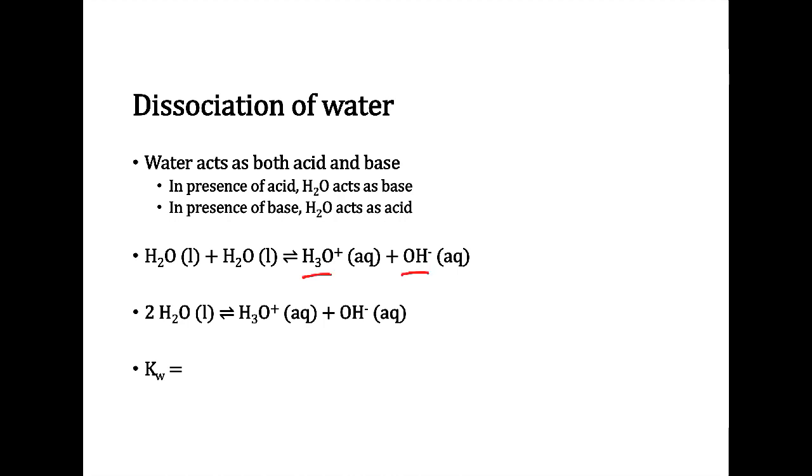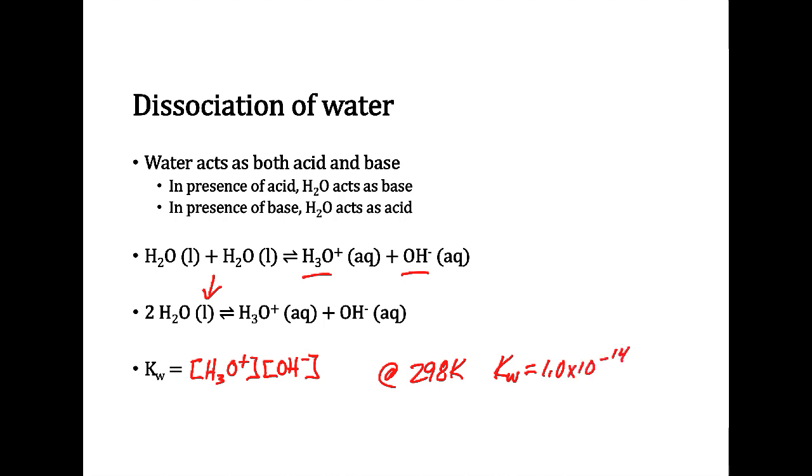Sometimes you'll see this chemical reaction rewritten in a simplified form here. But if we were to write out an equilibrium constant for this, we'll call this Kw, where K stands for the equilibrium constant, and W specifies that it's for water. Kw is equal to the concentration of H3O+ times OH-. At 298 K, which is the temperature that all of our reactions will be carried out at in this class, Kw is a constant. Kw is equal to 1.0 times 10 to the negative 14th.